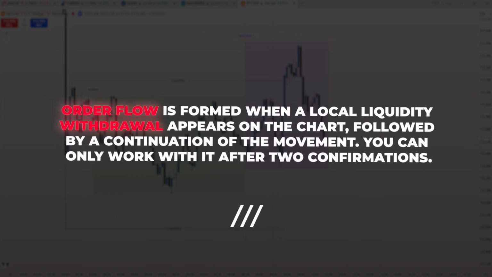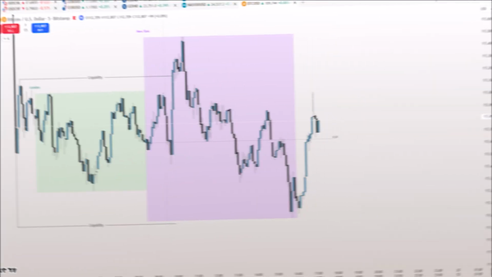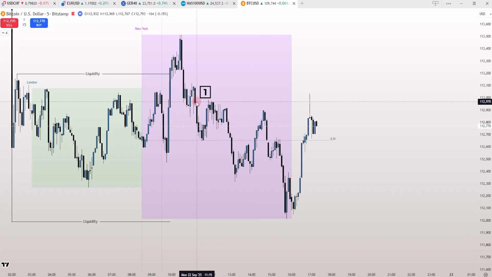You can only work with it after two confirmations. On this chart, we see the first confirmation. The price removes liquidity, reacts to the zone, and continues to move. Then the second confirmation appears. Again, local work with the zone, and the market maintains its direction. And on the third confirmation, we wait for the scenario to remain intact and the price to continue falling. This is where you can open a sell trade.